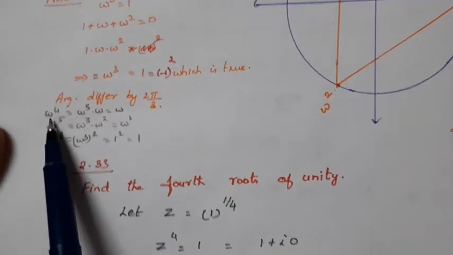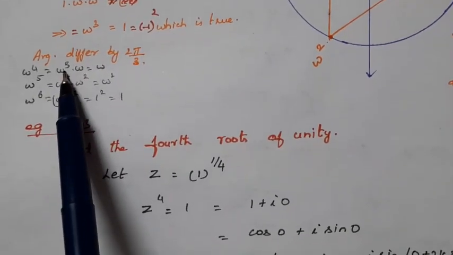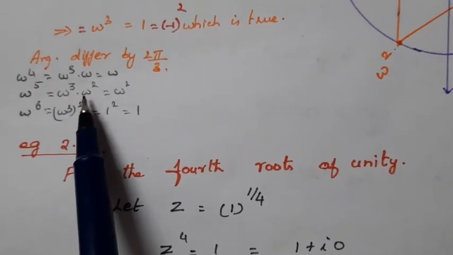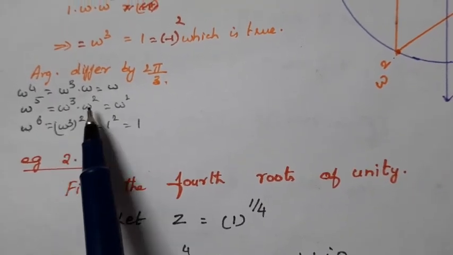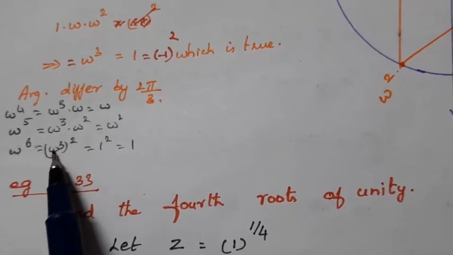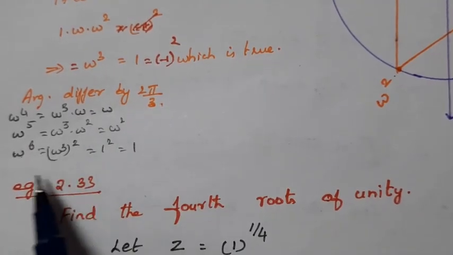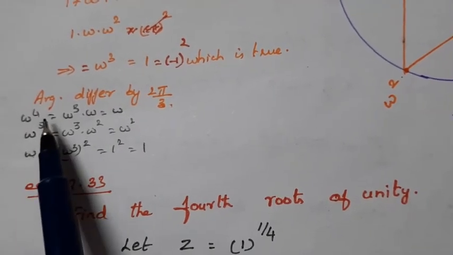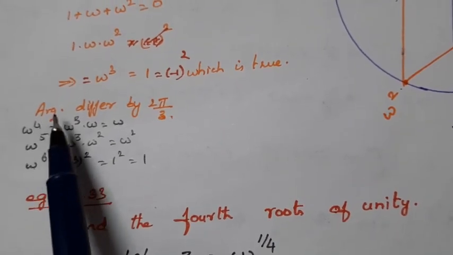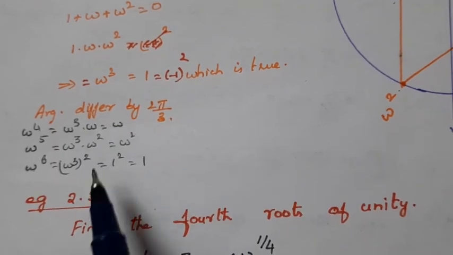And then moreover, what is omega power 4? Omega power 4 is nothing but omega cube into omega, and omega cube is 1, so it is equal to omega. Omega power 5 is equal to omega cube into omega squared, again omega cube is 1, which is equal to omega squared. And what is omega power 6? It is omega cube the whole square, that is 1 squared, 1. So the same values will get repeated again and again. Whatever the power of omega, even if it is more than 3, we can replace it again as 1, omega or omega squared.